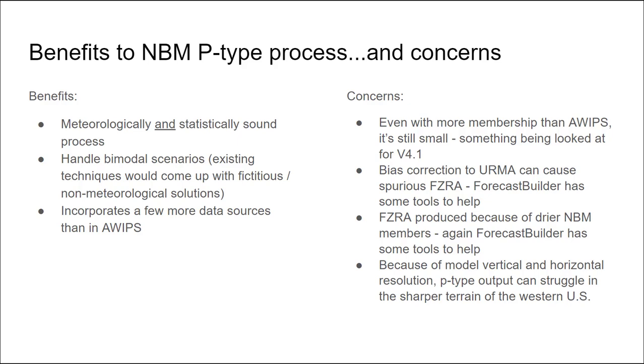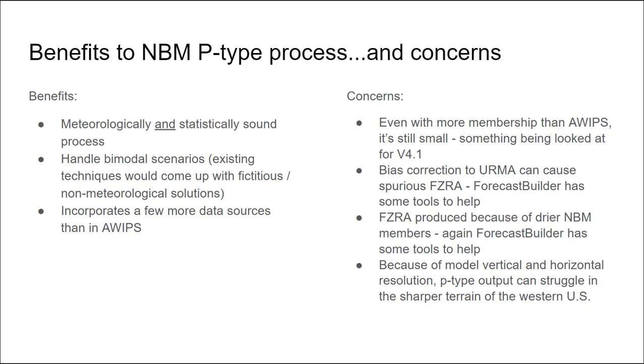So here are the benefits to the NBM Precip type process and some concerns. The big benefits are that it's a meteorologically and statistically sound process. It also handles bimodal scenarios where existing techniques might give you a fictitious non-meteorological solution. The other big benefit is that the NBM is able to incorporate a lot more data sources than what we have in AWIPS. The concerns are that even with more membership than AWIPS, it's still very small, and there's a lot of work being done on that for version 4.1 of the NBM.